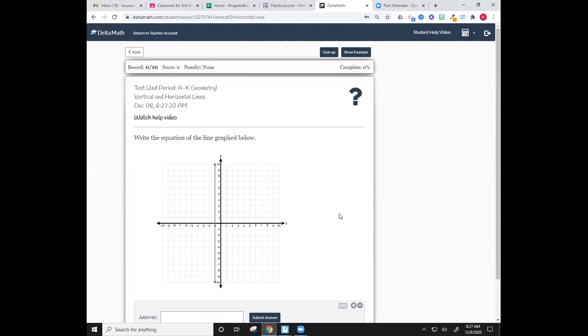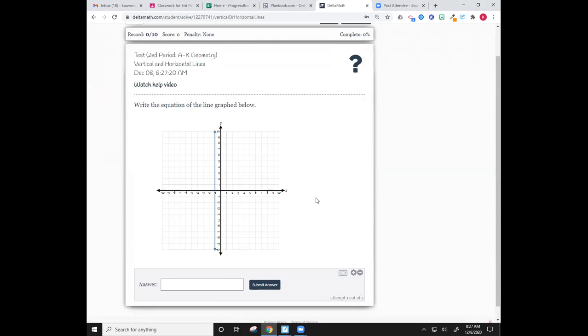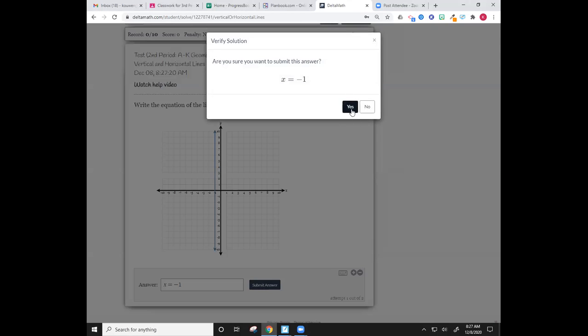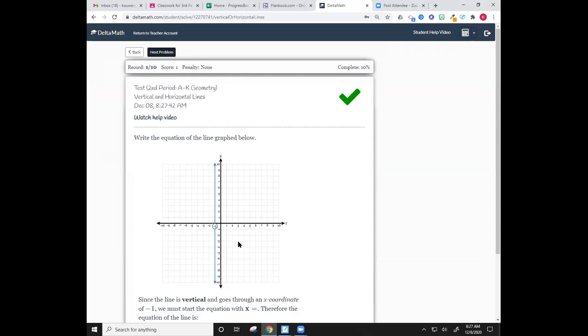Here's what it looks like. So it says, write the equation of the line graphed below. All right, so here it's a vertical line, so that's got to be an x equals. So you're going to write x equals, in this case, it's going to be -1 because it's going through -1. All right.